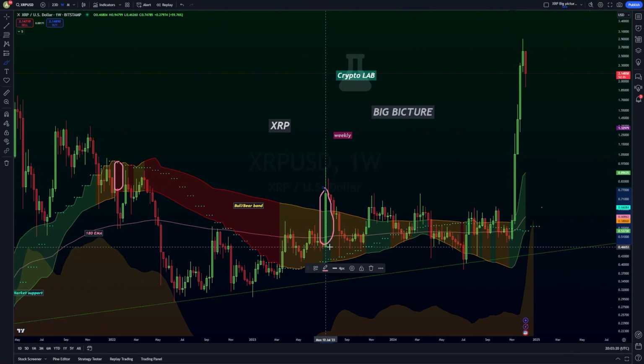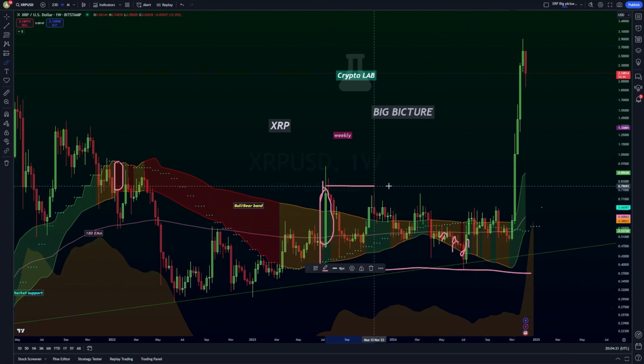You see, here we stayed inside the band, here we pierced it, but we have no candle closing below it. This is key, guys. Then we went up, we pierced it again, no candle closing below it, and here also. And every time we were pushed to the upside when we reached it. Meaning that even if it wasn't looking like this, starting from this candle, XRP was still in a bull market.